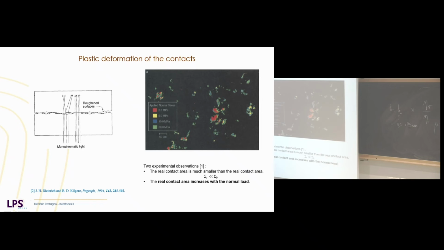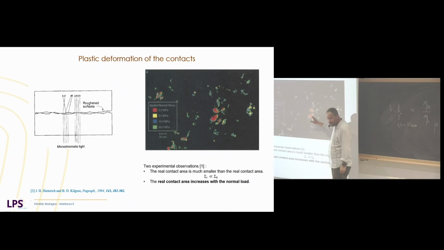They used rough PMMA surfaces. They shine light in between, and in the region where there is a real contact, the light goes through. Whereas in the regions where there is some air, there is a total internal reflection, so the light doesn't go through. It allows them to measure the real contact area between two rough surfaces made of PMMA, and what they have shown is that the real contact area, which is not the apparent contact area, increases with this kind of surface proportionally to the normal load.